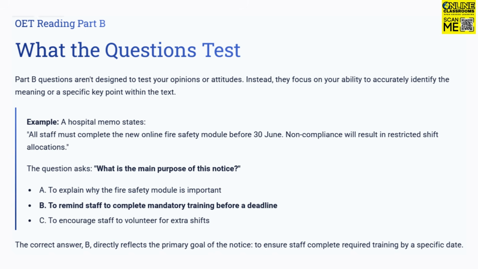A. To explain why the fire safety module is important. B. To remind staff to complete mandatory training before a deadline. C. To encourage staff to volunteer for extra shifts. Here, the correct answer is B. The notice's main goal is to remind staff about mandatory training.